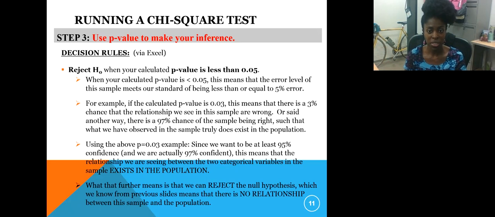What this further means is that, as we said already, because we're rejecting the null, which says that there is no relationship, we are accepting that there is a relationship, right? All right.